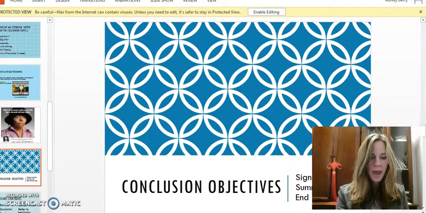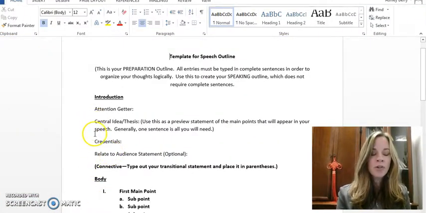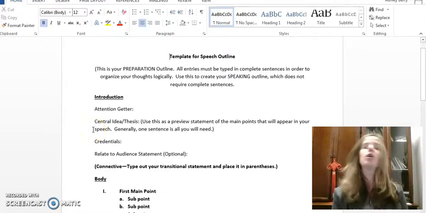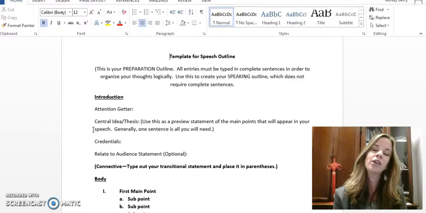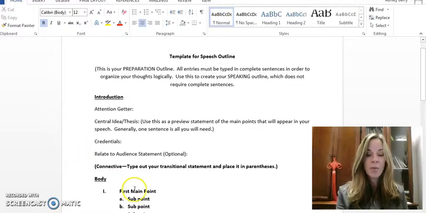I do want to remind you of a few more components. In a future lesson, we're going to learn how to write our central ideas. We're going to learn how to write our central idea using one sentence that previews the main points that will follow. This makes our life easier because our main points will then be written.